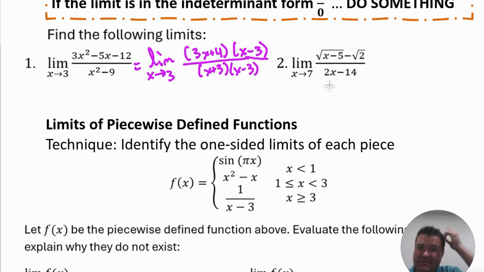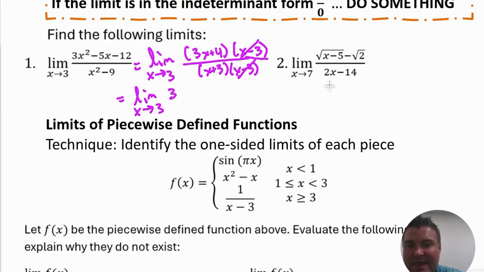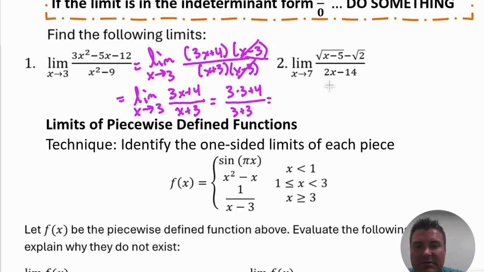When I do this, my x minus 3's do cancel out, which is really nice and convenient, so I can rewrite this limit. And you have to keep writing limit, by the way. Don't be lazy and just drop the limit. We have to keep the limit until all of our variables are substituted in for. So we're at the point right now where I can substitute in. I can do 3 times 3 plus 4 on the top, all over 3 plus 3 on the bottom, and that's going to give me 13 over 6.